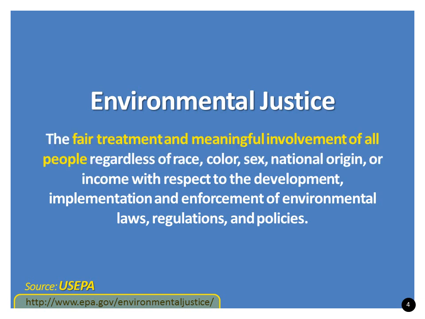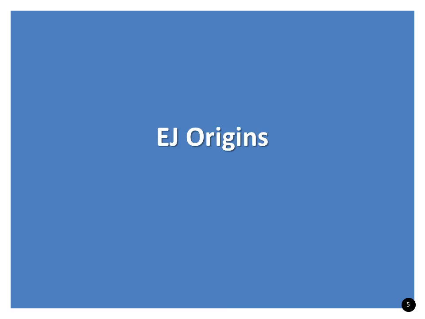We can construe from this definition that no population group should bear a disproportionate share of negative environmental consequences from execution of federal, state, local, and tribal policies and programs. Environmental justice refers to a body of federal law and regulation that prohibits projects from focusing their negative impacts on low-income, minority, and other vulnerable population groups.